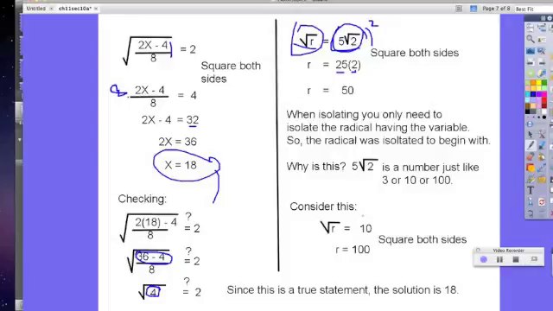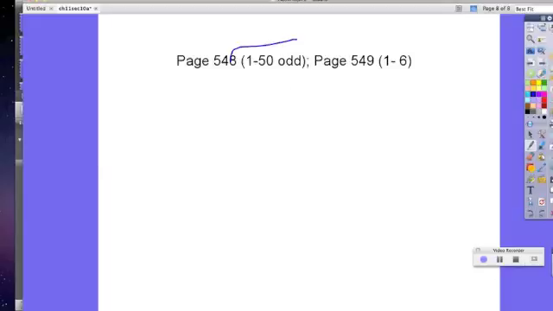Your assignment is page 548, 1 to 50 odd, and a couple story problems, page 549, 1 to 6. There is another video on the wiki that points to a YouTube video that has this same solving equations. So I hope this has been helpful.